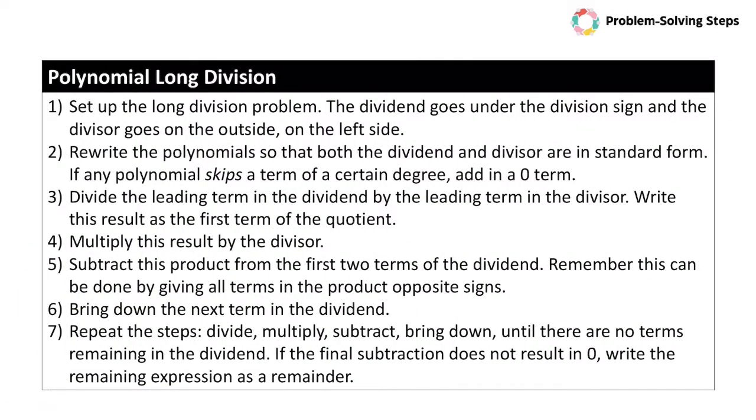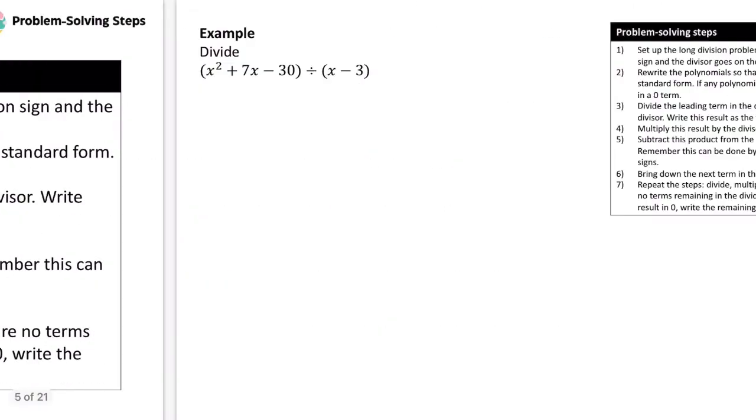So here are the steps we're going to do. We're going to set up the problem, put the dividend under the division sign and the divisor on the outside. Remember, it's also important to rewrite polynomials so that both the dividend and divisor are in standard form. We're also going to make sure to add in a 0 if we're skipping a term of any degree. Then we'll divide the leading term of each, write this as the first term of the quotient, multiply this by the divisor, and then subtract. Then we bring down the next term, and we repeat the steps: divide, multiply, subtract, until there are no terms left in the dividend. If the final subtraction does not result in 0, whatever we have left, that expression is going to become our remainder.